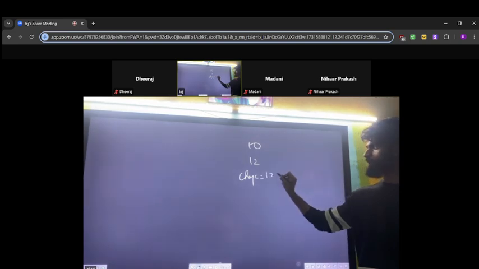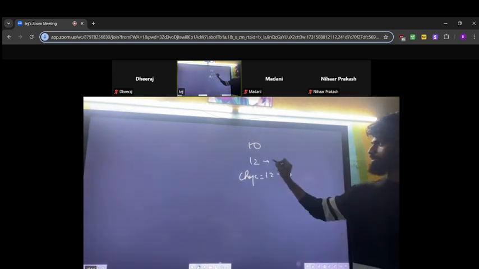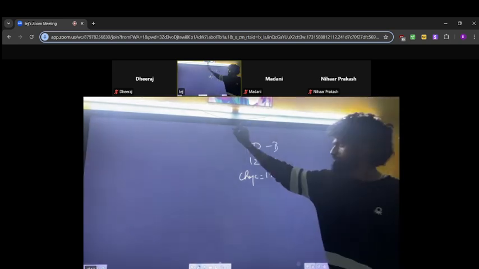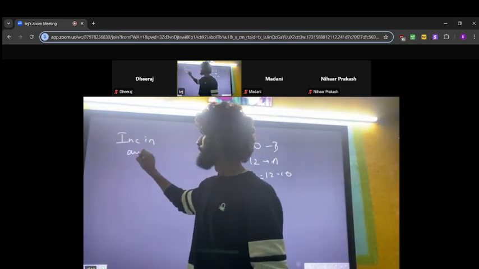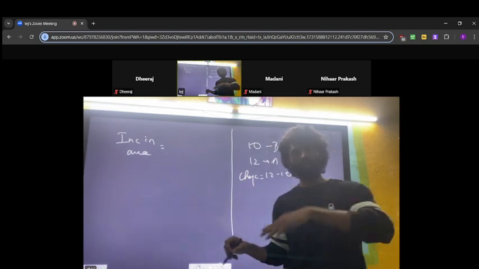How? You do 12 minus 10. Correct? Same logic. This was after heating. This is before heating. Same concept here, to find the increase in area. You will subtract the after minus the before.